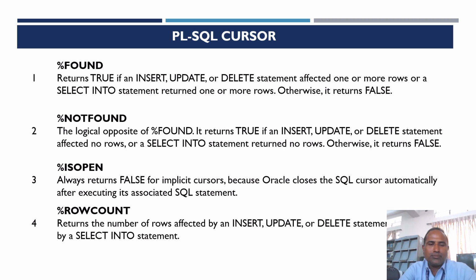%ISOPEN always returns false for implicit cursors, because Oracle closes the SQL cursor automatically after executing its associated SQL statement. So for an implicit cursor, the value of this attribute is always false. %ROWCOUNT returns the number of rows affected by an insert, update, or delete statement, or returned by a select into statement. How many rows were inserted, updated, and deleted can be known using this %ROWCOUNT attribute.